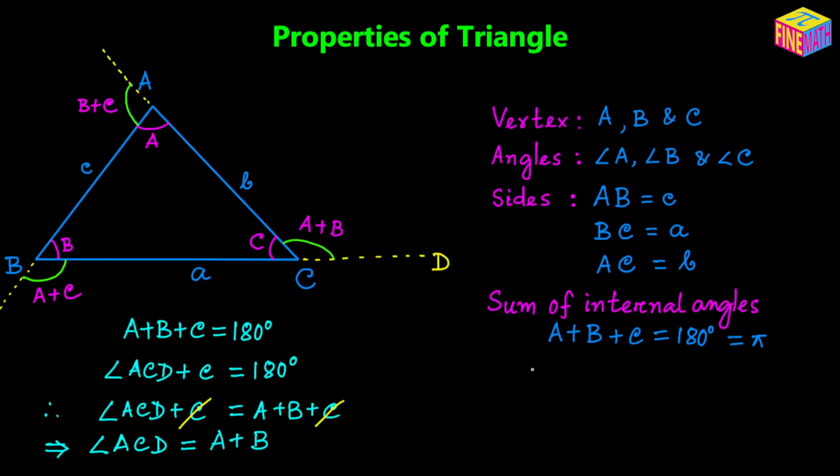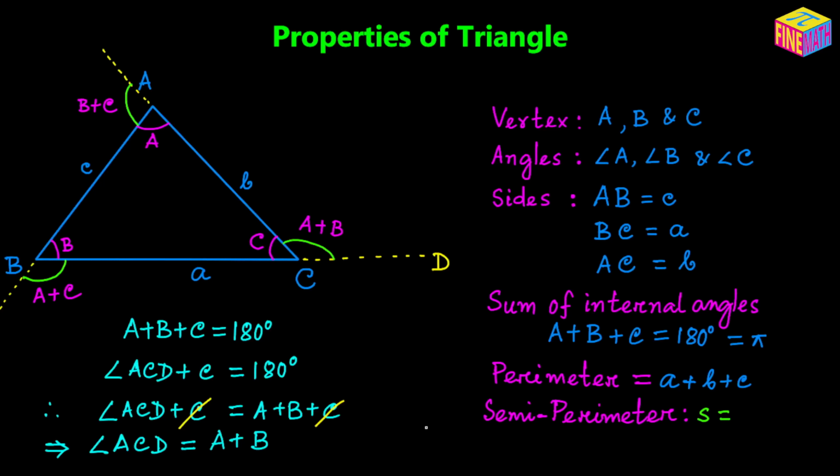Let's talk about the next property, which is the perimeter of a triangle. Perimeter will be equal to the sum of the three side lengths. Now there is one very important term here which is called semi-perimeter, and it is denoted by lowercase s, and that will be equal to half of the perimeter, which is a plus b plus c over 2.